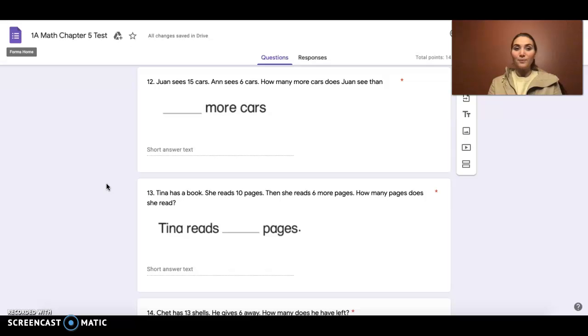Number 12. Juan has 15 cars. Anne sees 6 cars. How many more cars does Juan see than Anne? If Juan sees 15 cars and Anne sees 6 cars, how many more cars does Juan see than Anne?